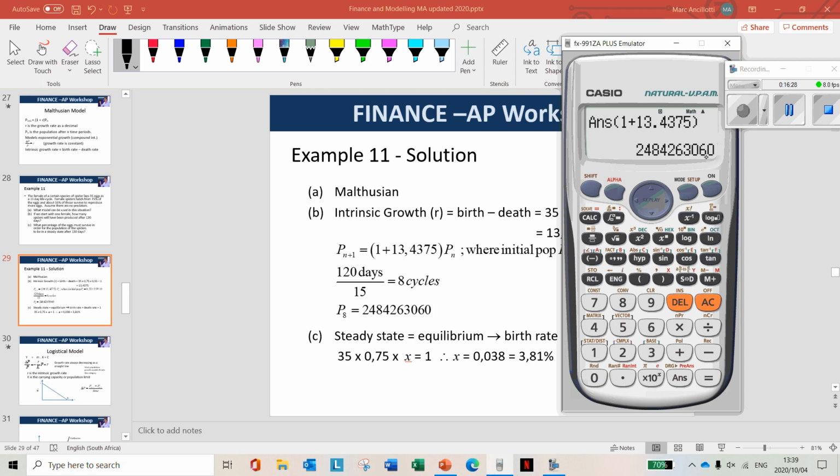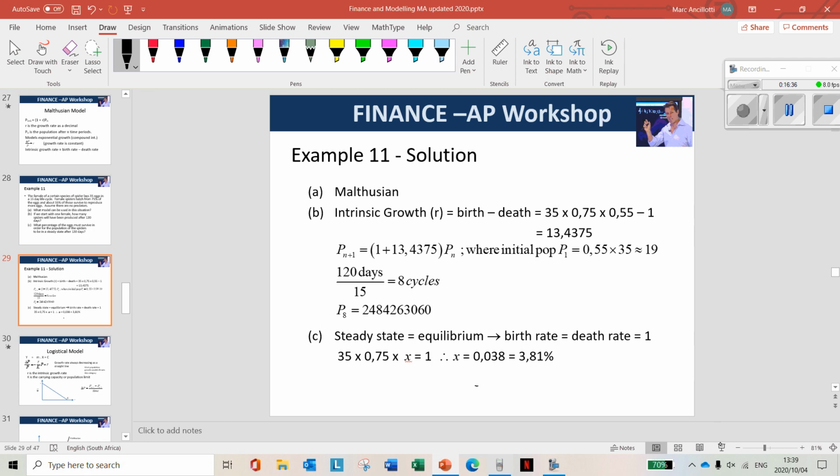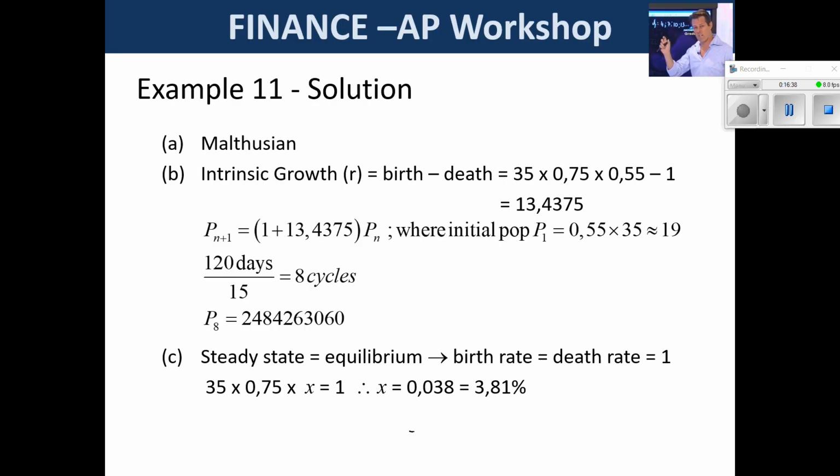And I'm just going to see how many decimals. This is sort of 2,484,263,000 and some change.